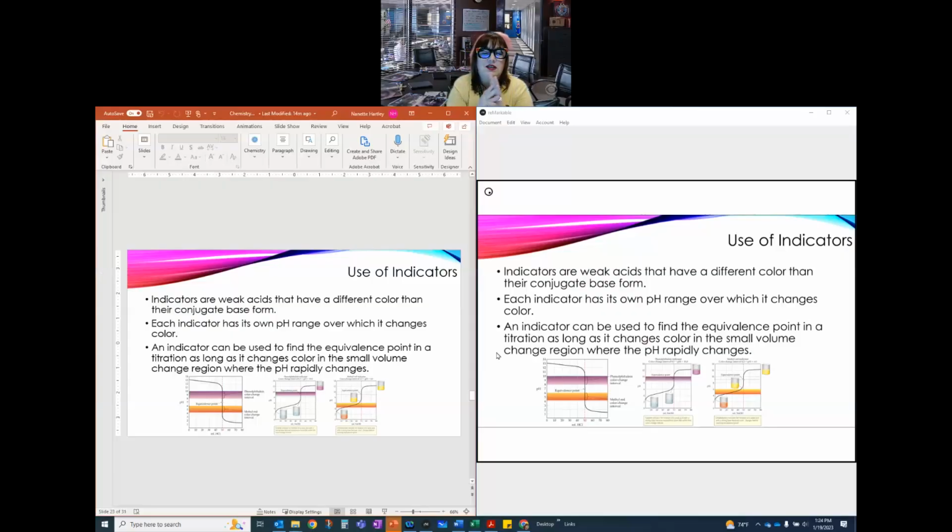All right, my dears, the next thing we're going to talk about is indicators. Now, in the lab, we have a couple of options. We can watch for the endpoint or the equivalence point using a pH meter, which is the most accurate way to do it, or we can do it using an indicator. An indicator is a species that is two different colors depending on whether it's in its acid form or base form. There is a list of these things on the wall in the lab.